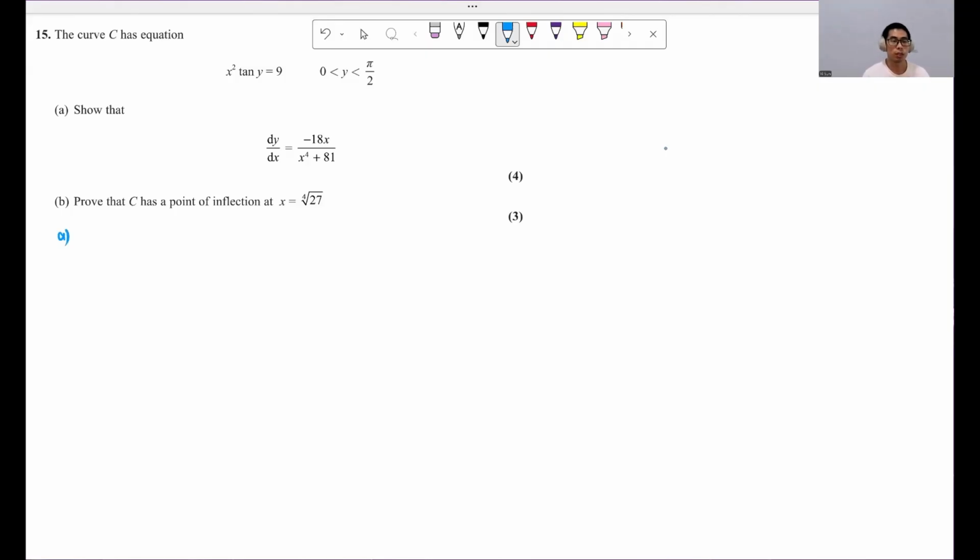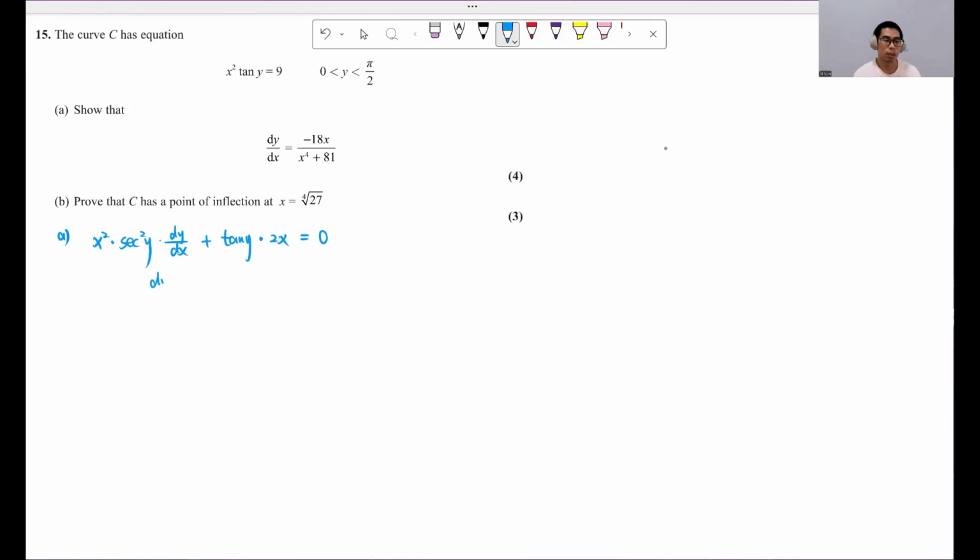Okay, so if we differentiate this, x squared times tan y, that is a product. So we need to use the product rule. So that would be x squared times the derivative of tan y. Tan y differentiates to sec²y, but it's not x, it's y, so y is a change, so we times by the derivative of y, which is dy over dx. And then plus tan y times the derivative of x squared. So x squared just differentiates to 2x. And then 9 differentiates to 0. So the first part is done. So we just have to rearrange it into that form.